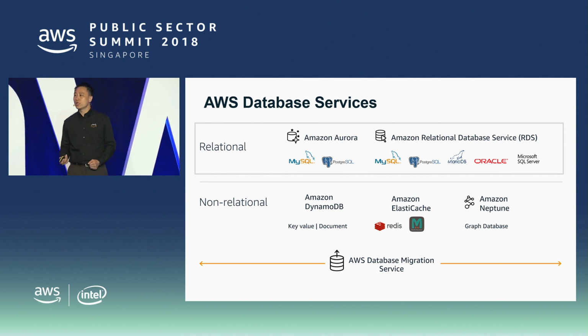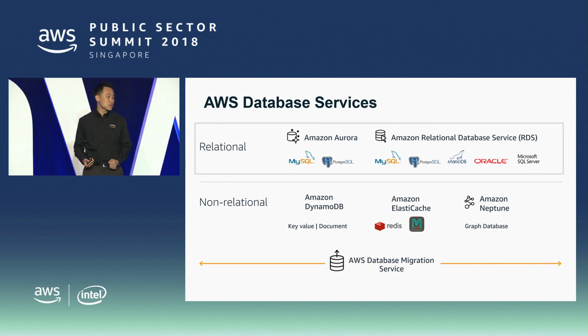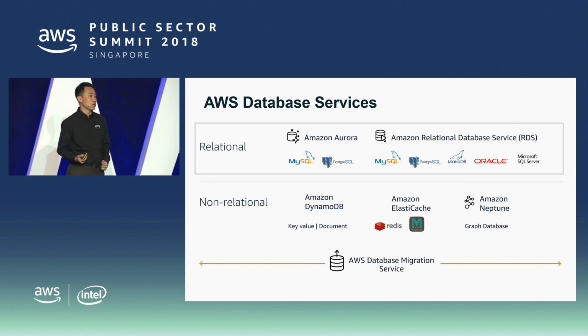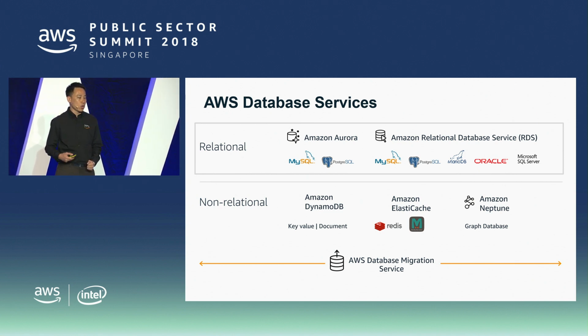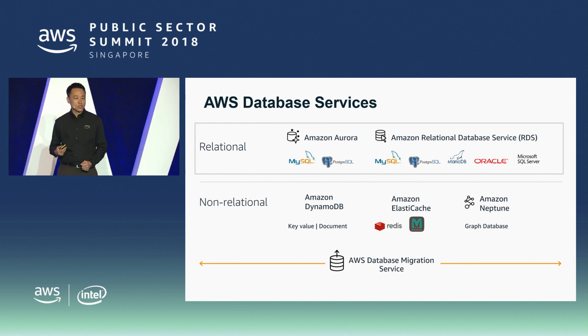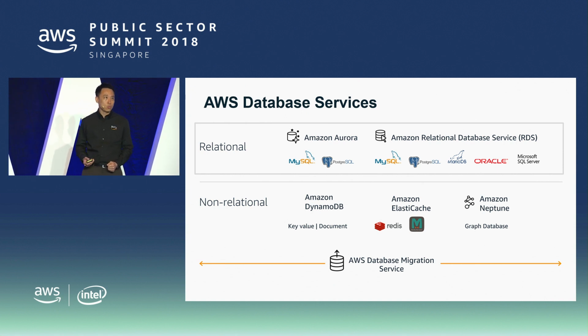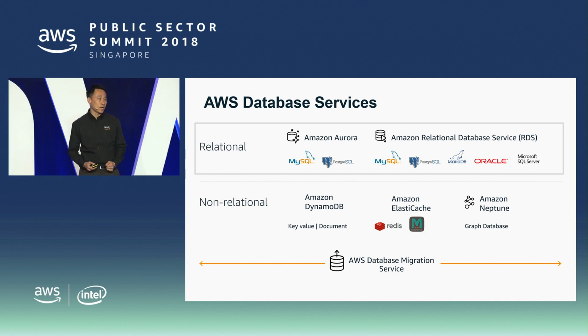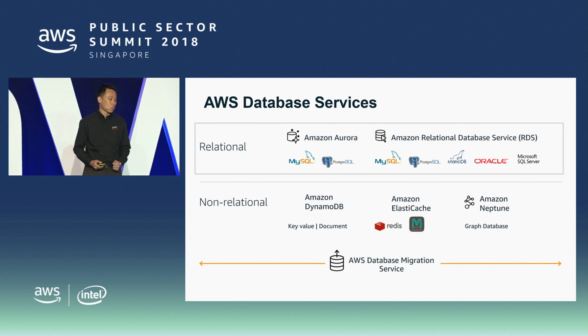We also support some non-relational database services. For example, Amazon DynamoDB, which is a NoSQL database. And we also support Amazon ElastiCache, which is the Redis or Memcached implementation from us. We also support Amazon Neptune, which is a graph database for our customer. Basically, these are all the database implementations from Amazon Web Services.